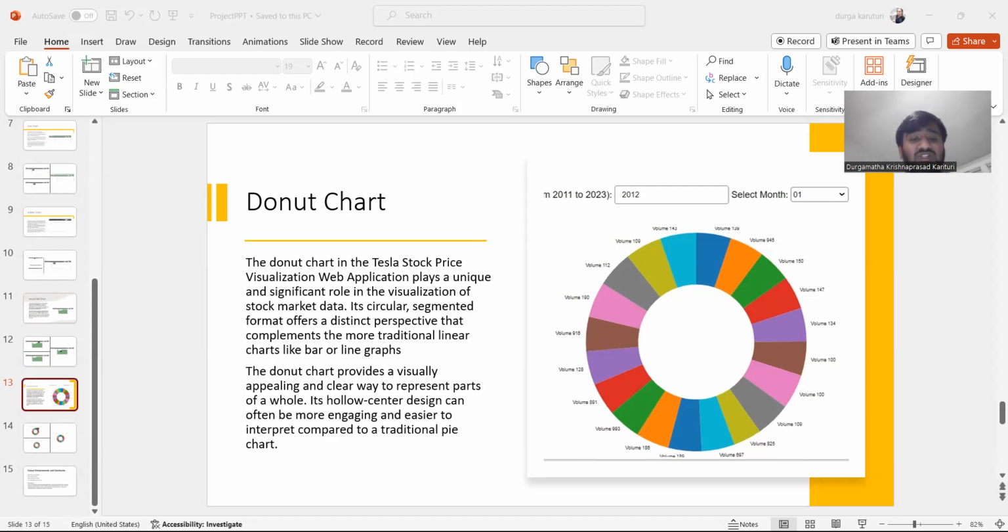In summary, the donut chart in the Tesla stock price visualization web application enhances data storytelling by offering a visually distinct and clear representation of categorical data. It provides a quick and intuitive understanding of how different parts contribute to the whole, enriching the overall analysis with its unique perspective. This makes the chart not just an informative tool, but also an engaging element within the broader visualization strategy of the application.